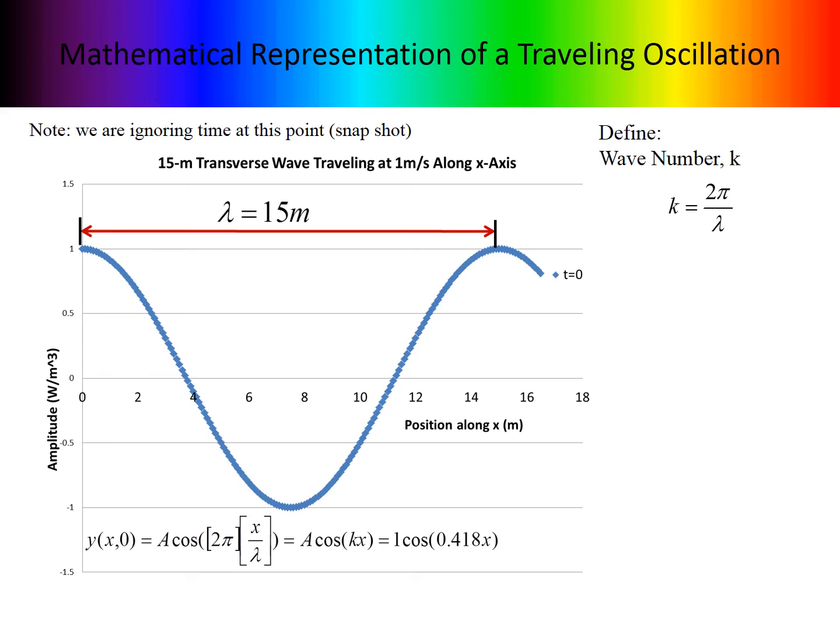So now what we're going to do is define something called wave number. And so wave number k is 2 pi over lambda. So it's just a variable to make things simpler. And so as shown, now y as a function of x and time at time 0 is A cosine kx. And so for instance, amplitude here is 1. k is 2 pi over lambda. If you were to plug that in, you get 0.418. And so I'm just showing for this particular example what we would get.